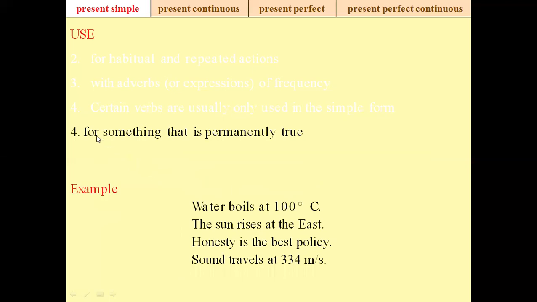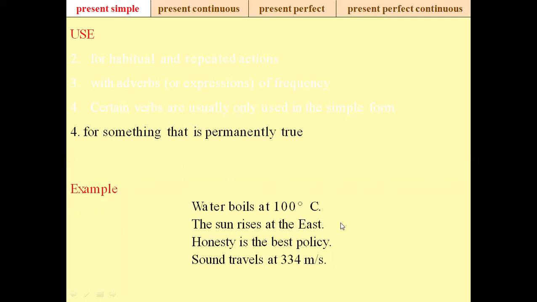Now we will see the fourth rule, or fourth use, of the simple present tense: for something that is permanently true. Some actions are permanent, or you can say these are universal truths. For that kind of actions or situations, we use only the simple present tense, nothing else. See here the examples.